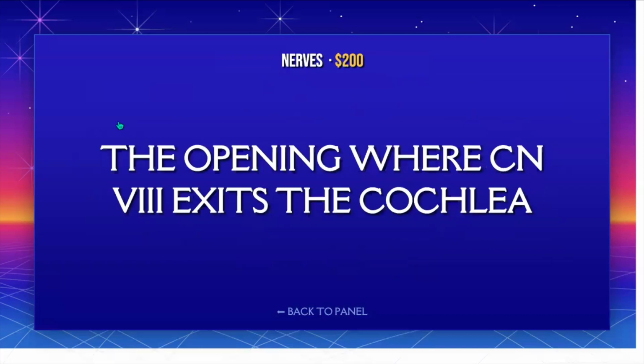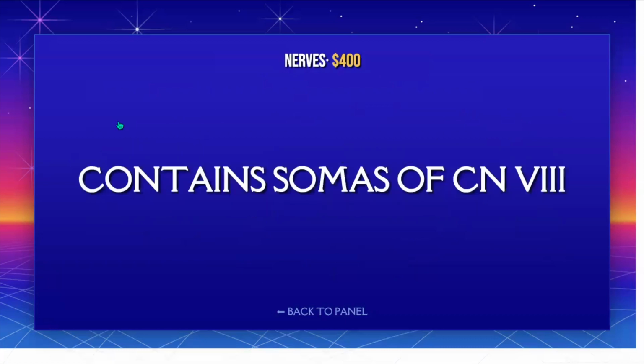On to our fourth category, all about nerves. So for 200, we have the opening where the eighth cranial nerve exits the cochlea, and that would be what is the habenula perforata. For 400, we have this structure contains somas of the eighth cranial nerve, and the answer to this would be, what is the spiral ganglion?